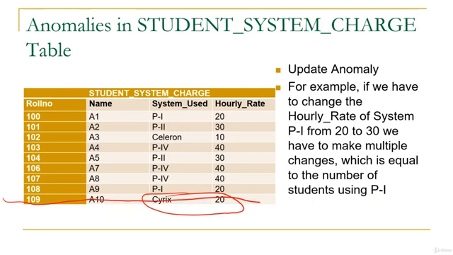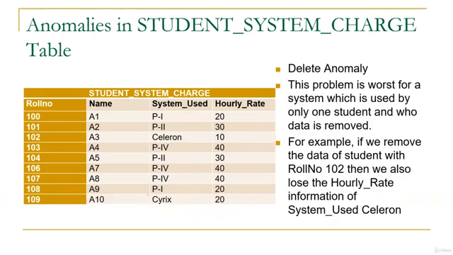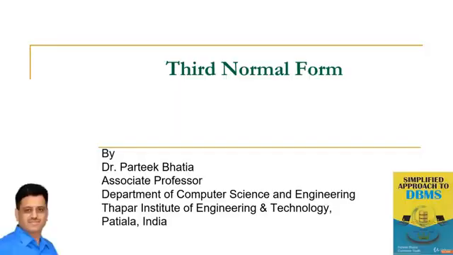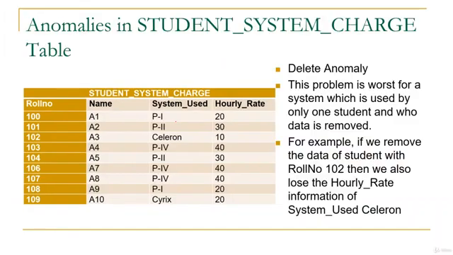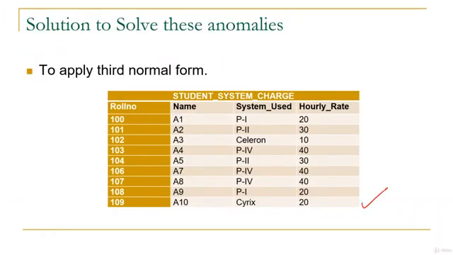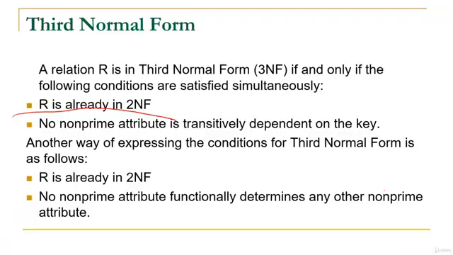So due to these anomalies, we have to apply third normal form over this data set. In third normal form, there are two conditions. The first condition is that the relation should be in second normal form. We know that this table is already in second normal form, so this is true. Now the second condition is that there should be no transitive dependence. That means no non-prime attribute should be transitively dependent on the primary key.